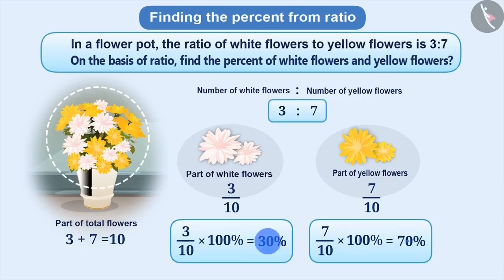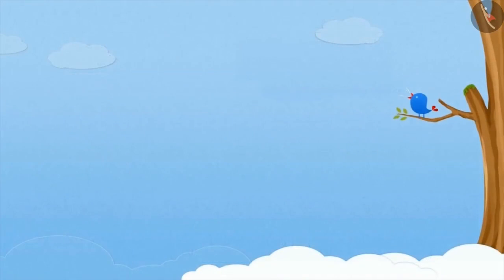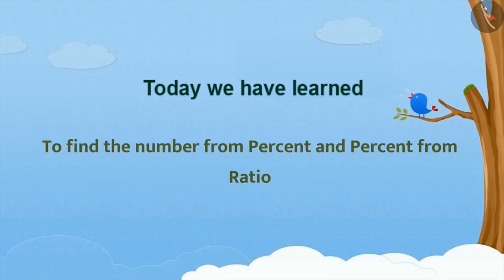Therefore, in order to find the percent from ratio, first we add the numbers expressed in the ratio to find the total number of parts. Then, from the total parts, express the part of individual objects in the form of a fraction. Then convert the obtained fraction into percentage. Today, we have learned to find the number from percent and percent from ratio. In the next video, we will solve examples on percentage, fraction, and decimals.